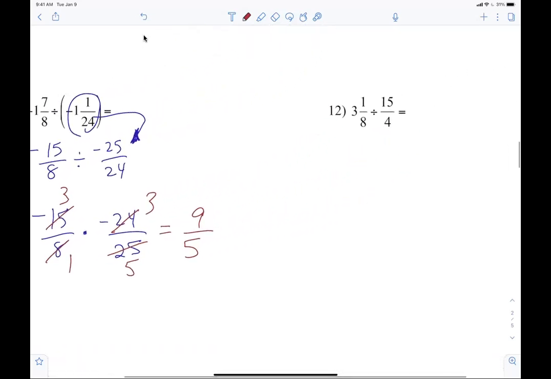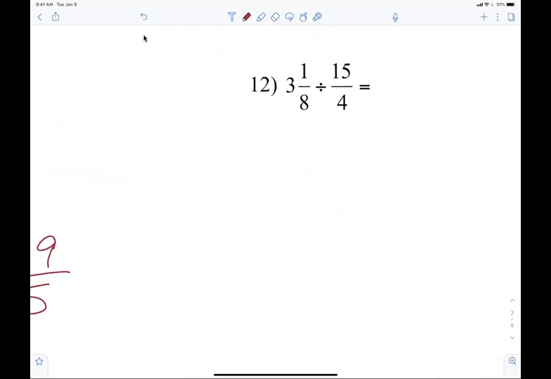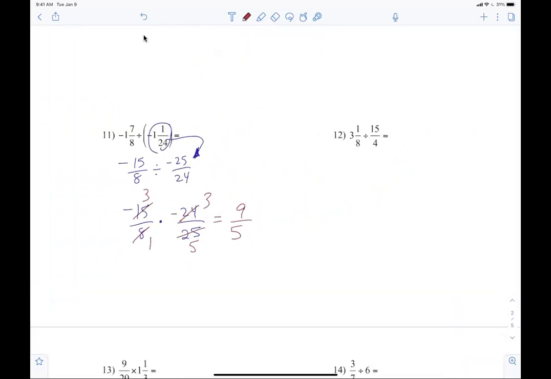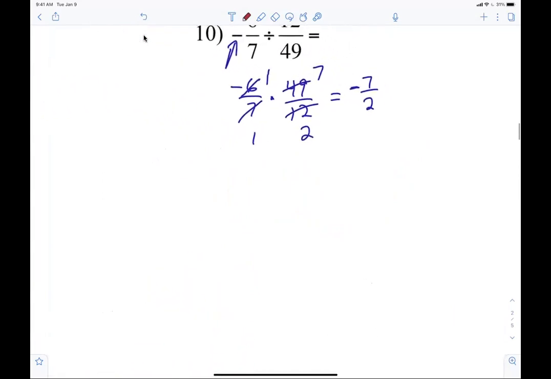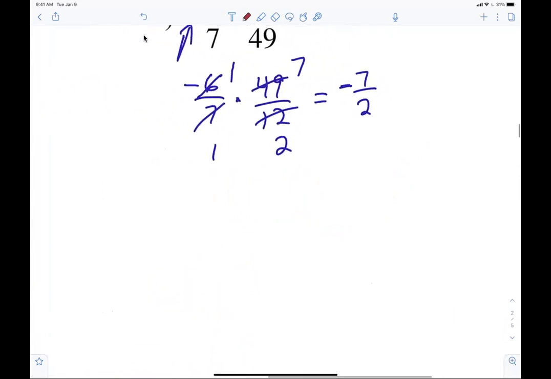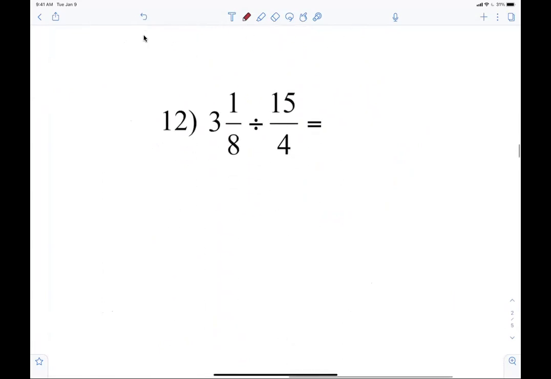Everybody's on number 12. Maggie, what was the answer for number 10 again? Did you get that? Yeah, I just forgot to do the reciprocal, so I got something over 7. You're okay now, right? Yeah. Okay, why don't you take a look at number 12 now?